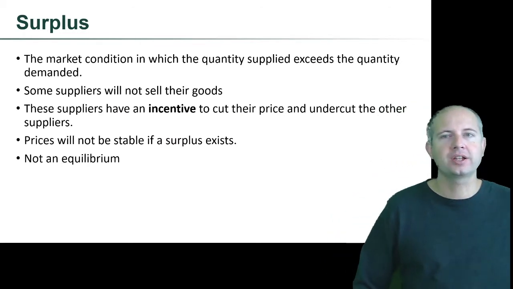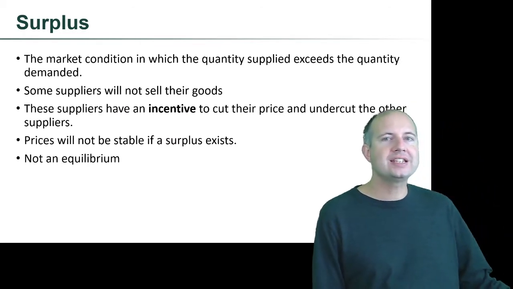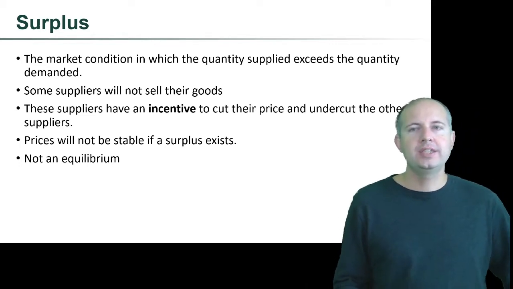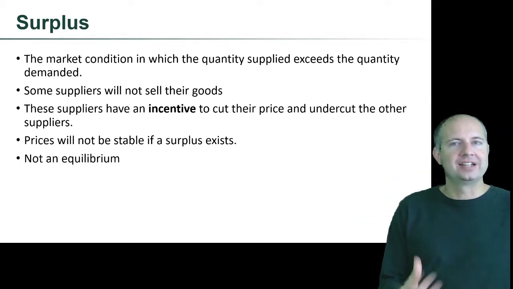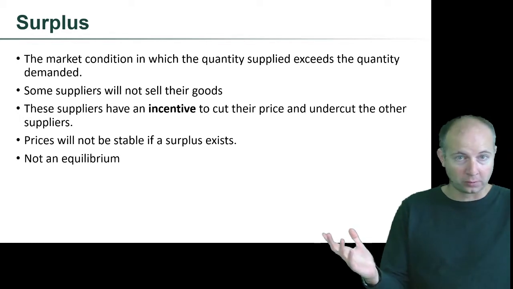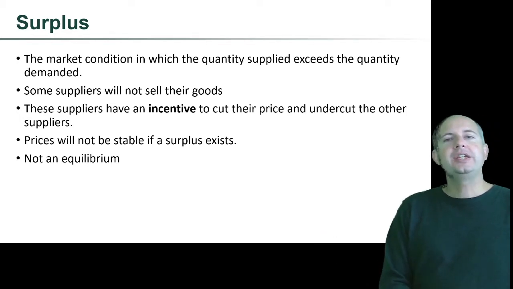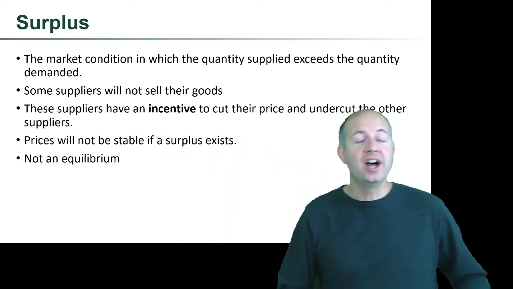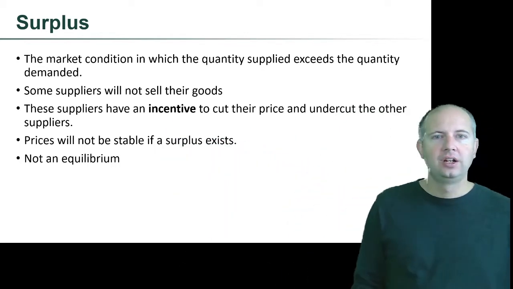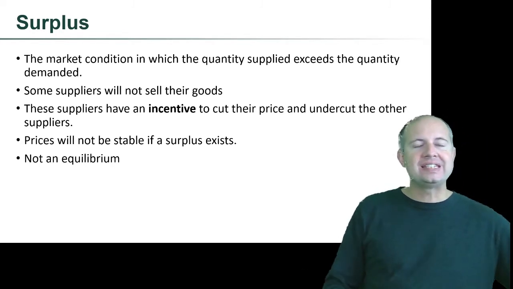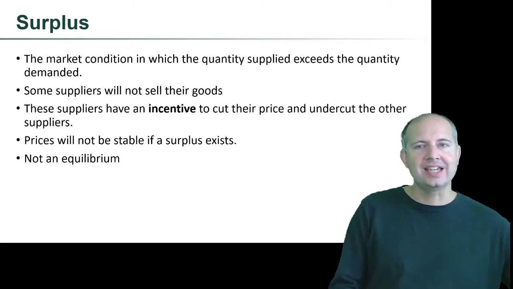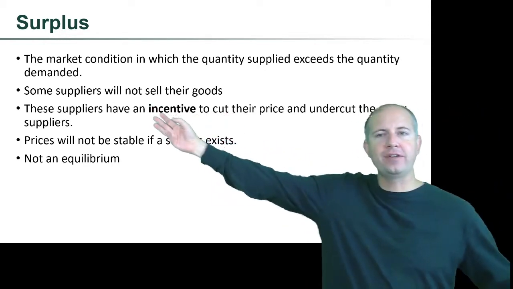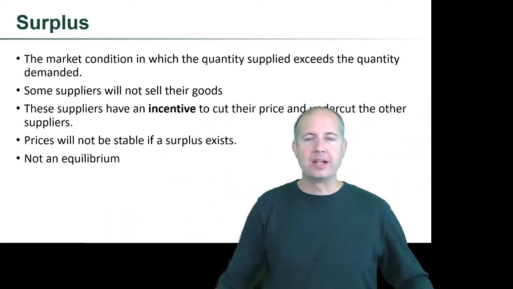A surplus is the market condition in which quantity supplied exceeds the quantity demanded. When this happens, some suppliers will not sell their goods. Remember, there are always going to be 4 Luigis left out. These suppliers have an incentive to cut their prices and undercut the other suppliers. This means that prices will not be stable if a surplus exists. So because someone has an incentive to do something different, this is not an equilibrium.